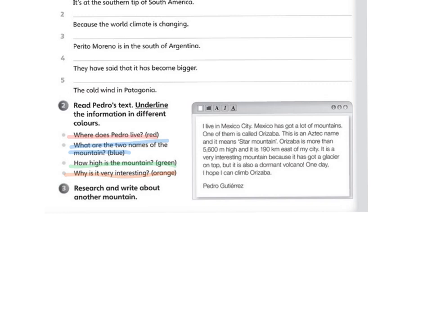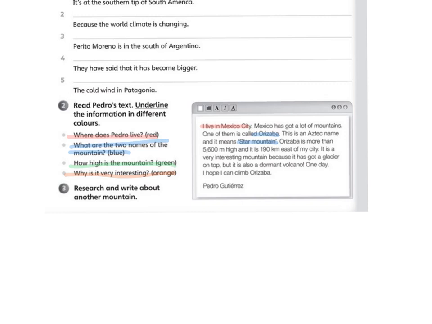That's why Popocatépetl ends in Tepetl too. And that's why the people who are called Citlali, well, their name is a star, but in Nahuatl. Let's start with this. Where does Pedro live? Well, I live in Mexico City. That's quite easy, right? What are the two names of the mountain? Orizaba, and also the Aztec name, which is a star mountain, which I told you is Citlaltépetl.